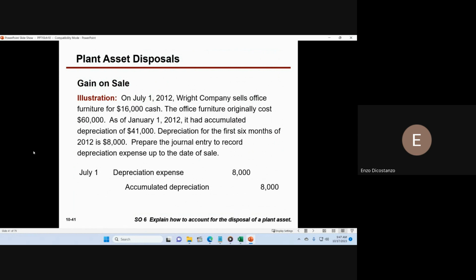This one is office furniture. Excuse me, office furniture sold for 16,000 cash. The furniture cost 60,000 originally. The accumulated depreciation was 41,000, and the depreciation for the first couple months of 2012 was 8,000. Prepare the journal entry to record the depreciation up to the date of sale.